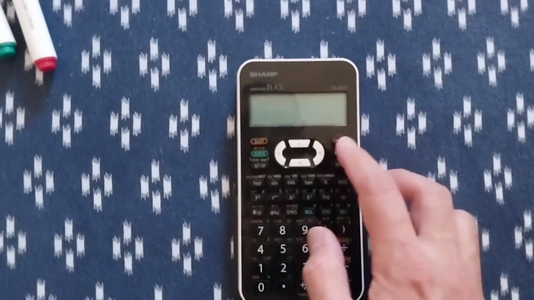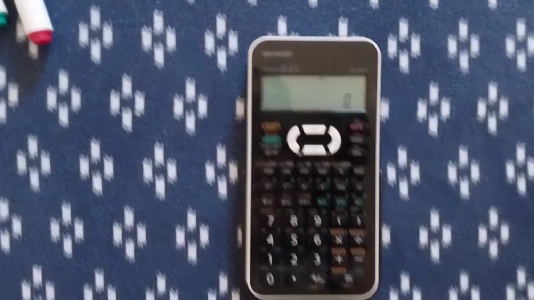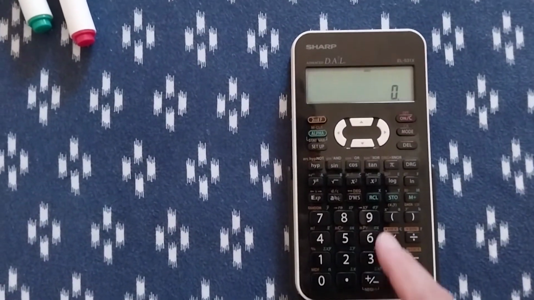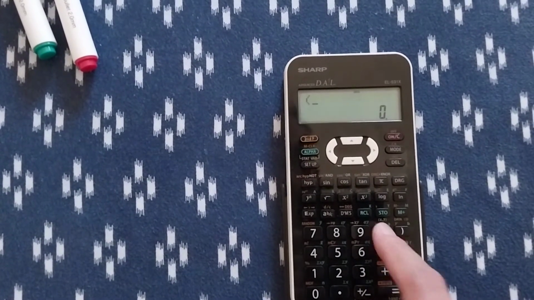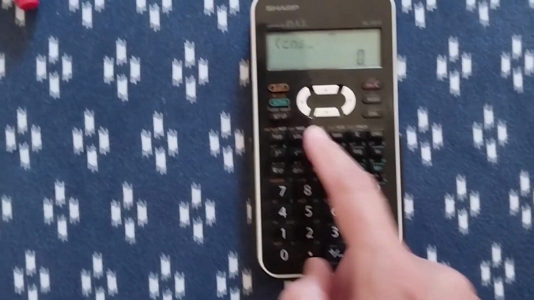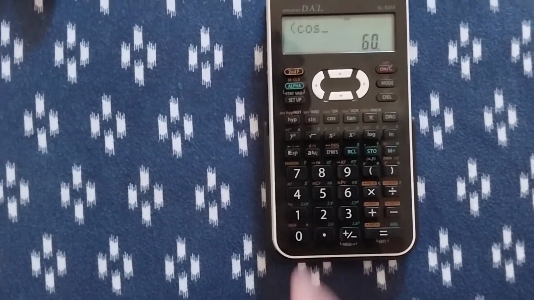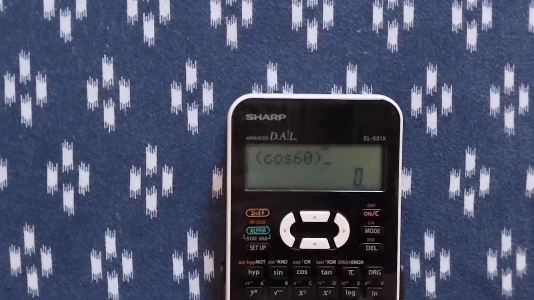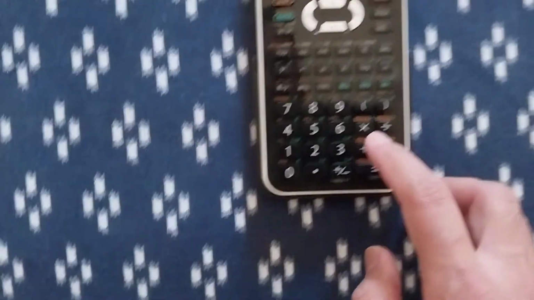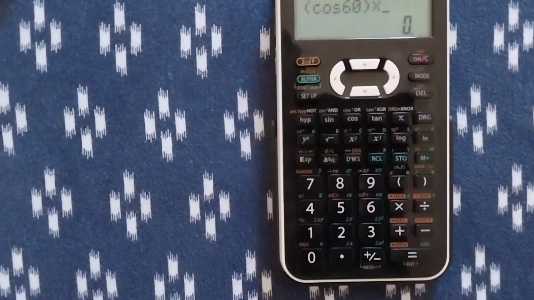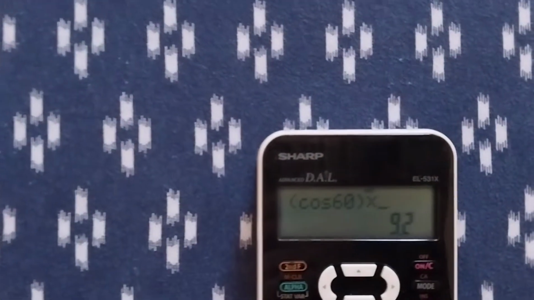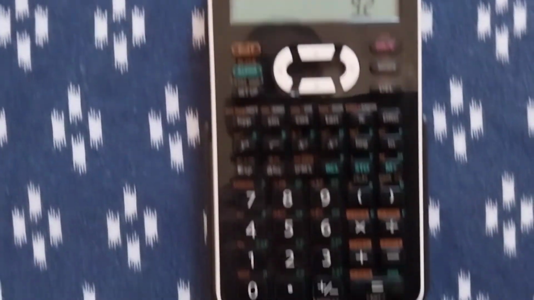Scientific calculator, we'll turn it on. So cosine of 60 degrees multiplied by 9.2. So I'll put cosine of 60 degrees in brackets, open bracket, cosine of 60 degrees, and then I'll close the bracket just to be safe, to be getting the correct answer, multiplied by 9.2.